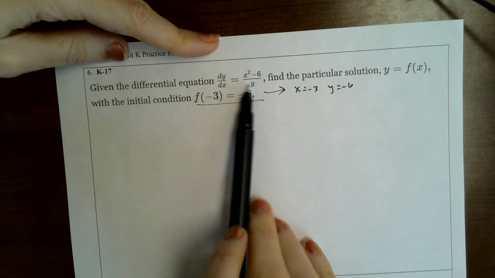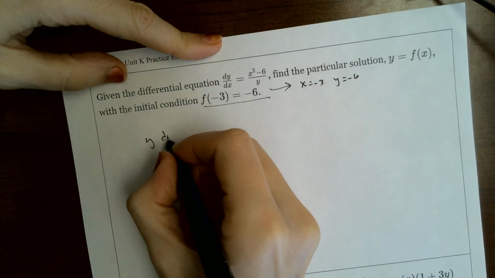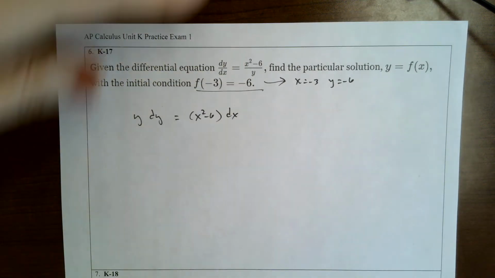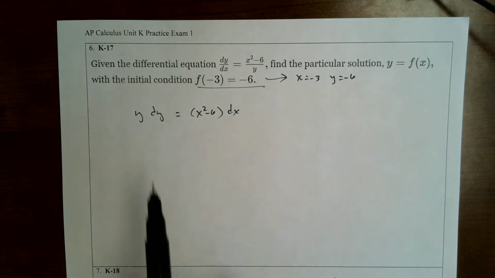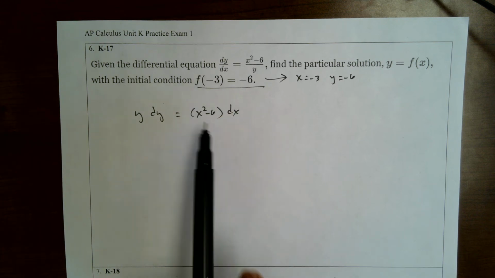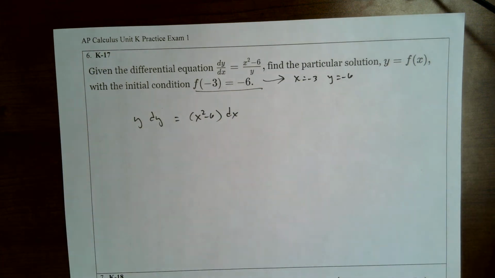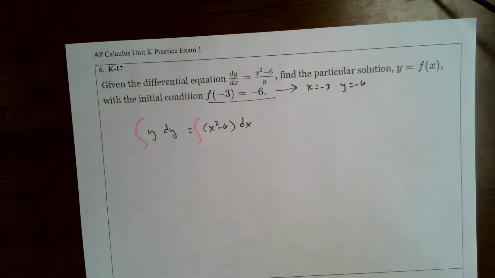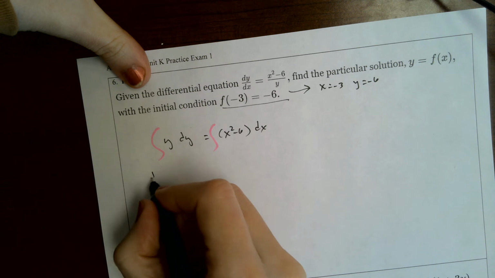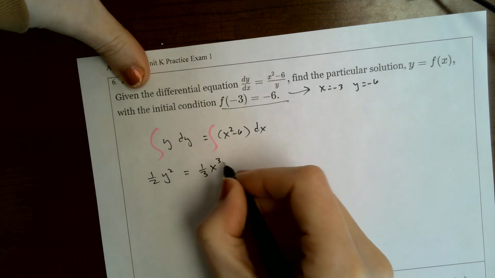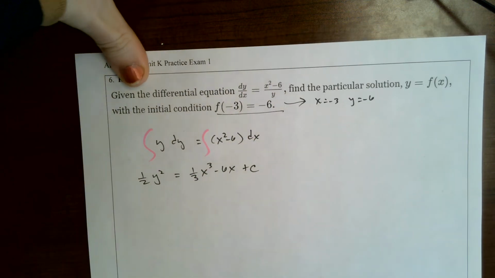All right, you always start out by cross multiplying. So y dy equals (x squared minus 6) dx. So step one, cross multiply. Then you ask yourself, are the x's and y's separated? Are these all y's? Yes. Are these all x's? Yes. So once the x's and y's are separated, you take the integral of both sides. So this is 1/2 y squared equals 1/3 x to the third minus 6x plus c.